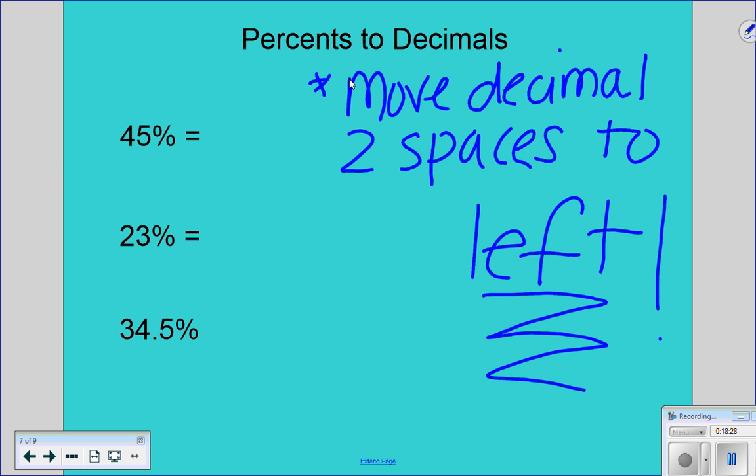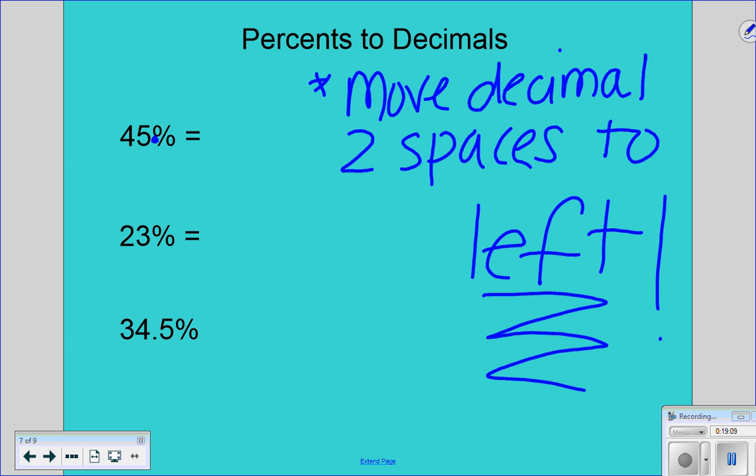If I have 45%, where's my decimal at 45%? Take a guess. Maddie? Good try. What if I took my percent sign off? Where would my decimal be? In a whole number, yeah? Okay, behind the 5. Anytime you have a whole number and you don't know where the decimal is, it's right there. They just don't put it there. So anytime you have a whole number, the decimal's in the back.